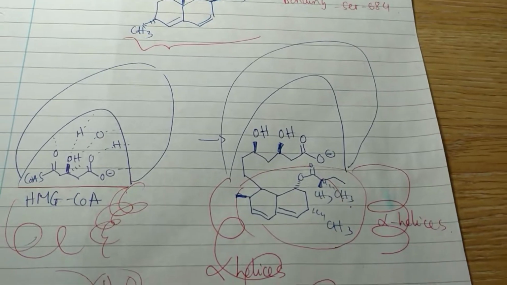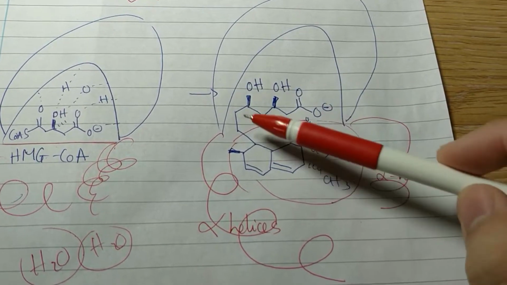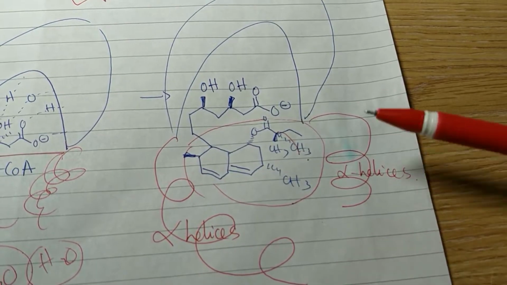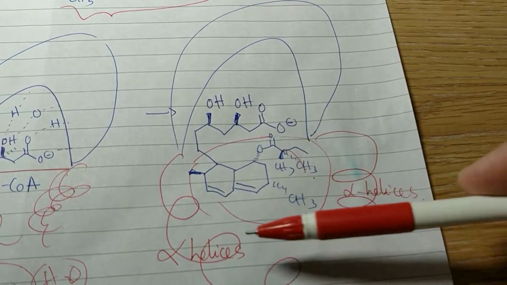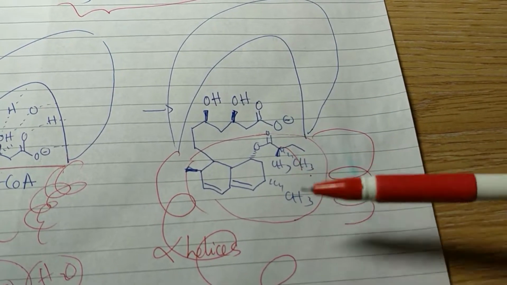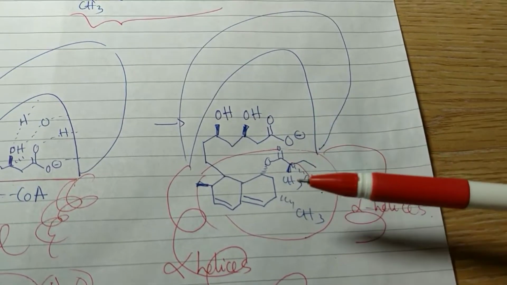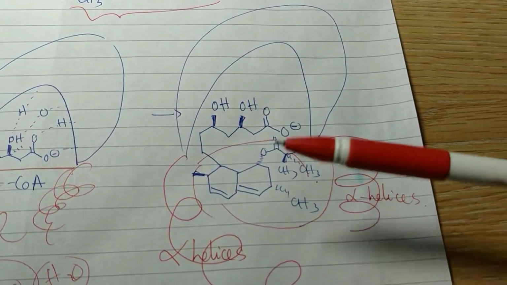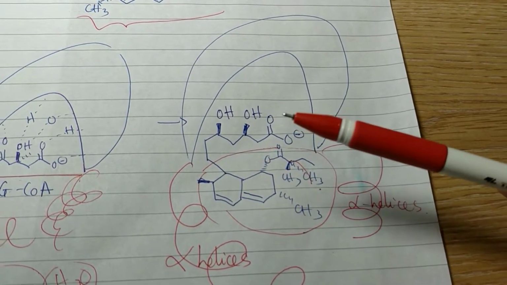However, the most important part is the hydrophobic interaction. When simvastatin binds to the active site of HMG-CoA reductase, the alpha helices actually form a shallow hydrophobic interaction with this hydrophobic group, and therefore it forms a stronger interaction with the active site and competes for the binding with HMG-CoA. So HMG-CoA is less likely to be reduced in the active site.